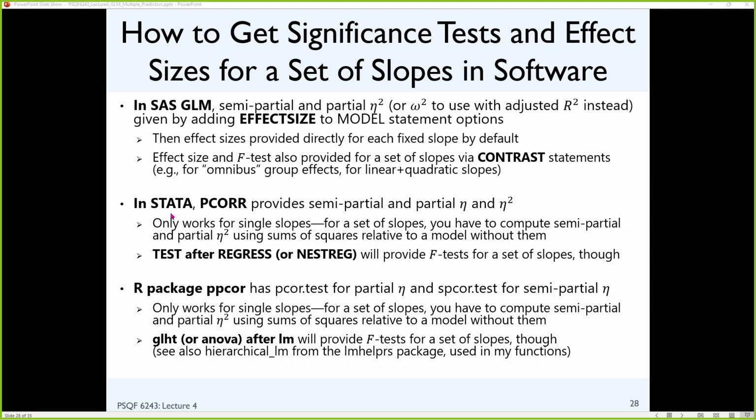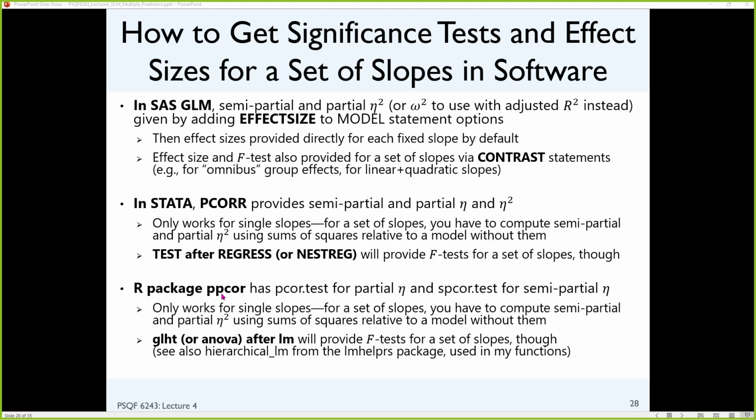Pcorr is a routine in Stata that for any slope that is directly in your model, it will spit out the R and R square versions of both semi-partial and partial. But it only works for slopes that are in your model. If you want to do effect sizes for linear combinations or multiple sets of slopes, we got to do those separately. There's also a test command that I will introduce you to, and there's an example online of nestreg that will do joint f-tests for sets of slopes as well.